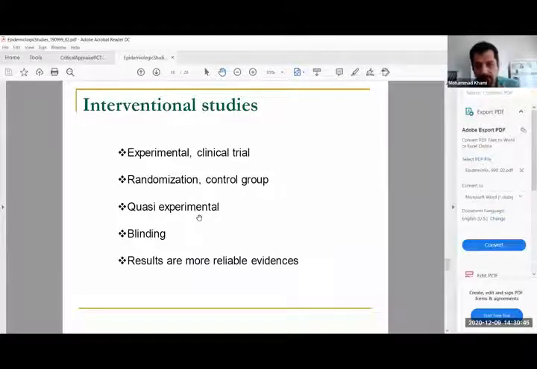And you know that the results of these interventional studies are more reliable evidence. We can say that science is the result of these kinds of studies, because all the factors are controlled. The most advanced type of these studies is randomized controlled trials. You have seen these types of studies, randomized controlled trials. So you have both randomization and also the control group. These are randomized controlled trials. Science is the result of these types of studies.